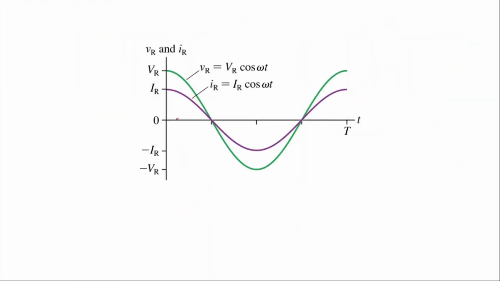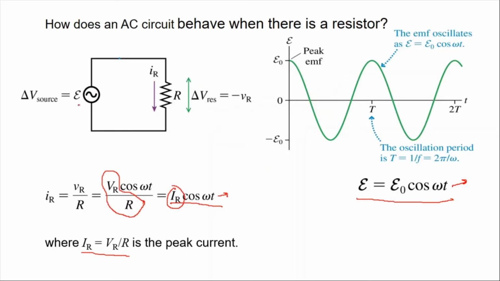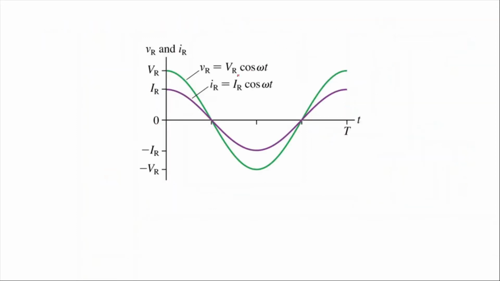So what is the change of the voltage and current in an AC circuit when there is only one resistor? As I told, the voltage of the source and the resistor are parallel to each other. When the voltage of the source is maximum, the voltage of the resistor is also maximum. The formula for the change of the voltage in the circuit is VR cosine ωt. The change of the current in the circuit is IR cosine ωt. As you see, this is cosine ωt and this is also cosine ωt. Only VR and IR are different from each other. So the functions are completely the same, just their peak values are different.